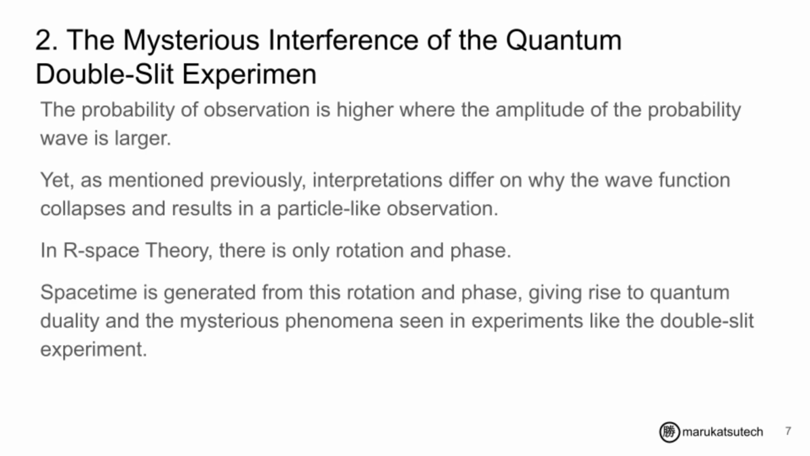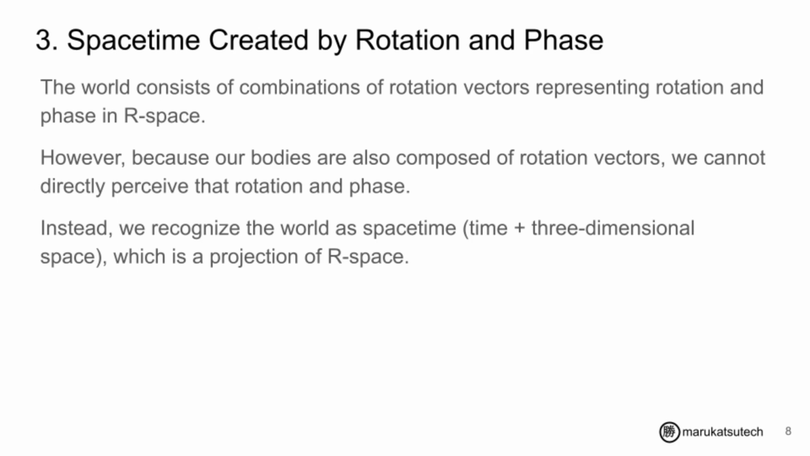In our space theory, there is only rotation and phase. Spacetime is generated from this rotation and phase, giving rise to quantum duality and the mysterious phenomena seen in experiments like the double-slit experiment. The world consists of combinations of rotation vectors representing rotation and phase in our space. However, because our bodies are also composed of rotation vectors, we cannot directly perceive that rotation and phase. Instead, we recognize the world as spacetime, time plus three-dimensional space, which is a projection of our space.